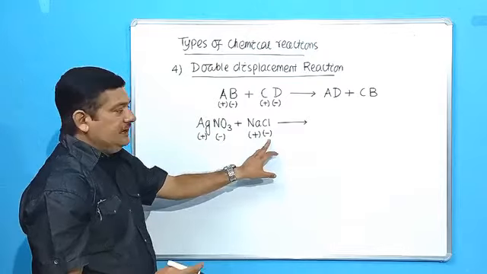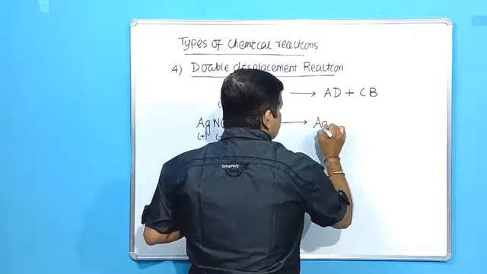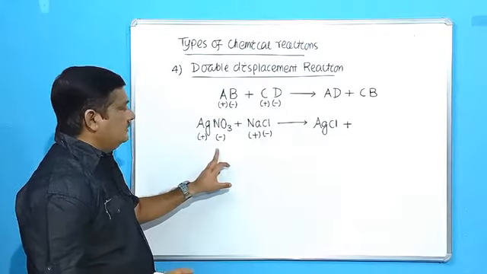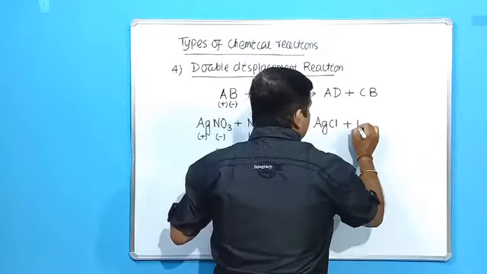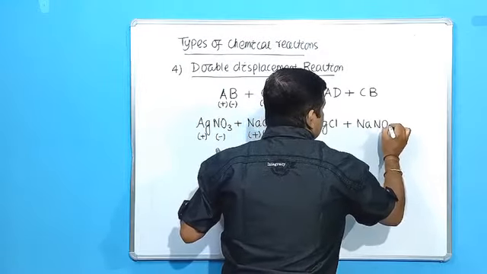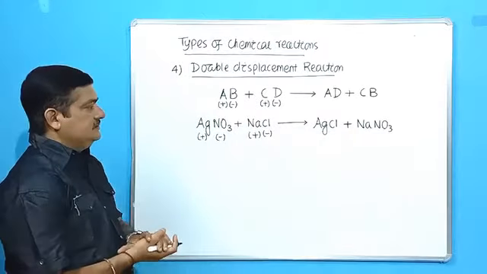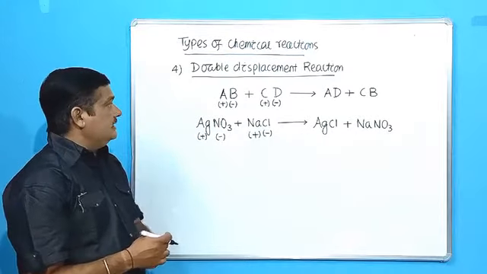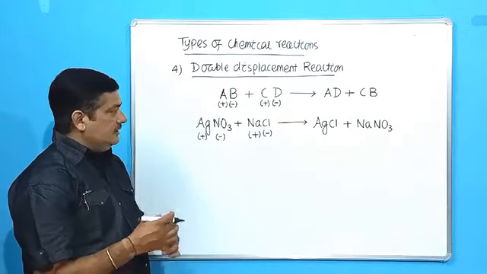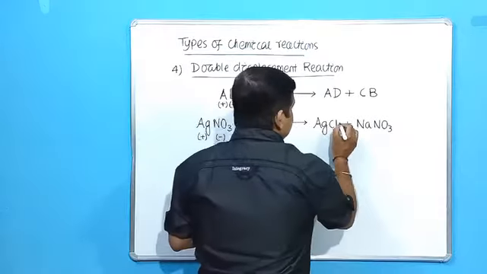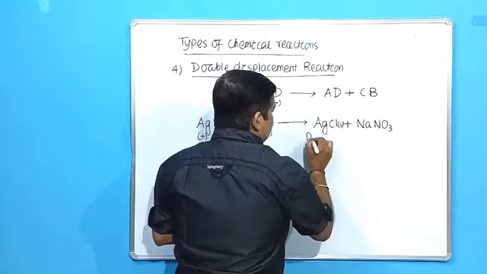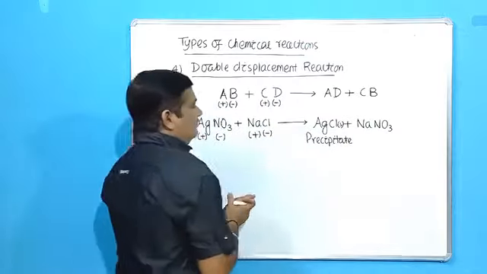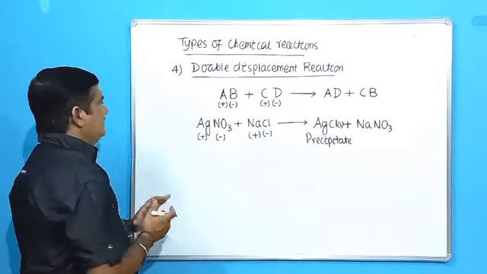So Ag will combine with Cl. So AgCl plus, what will remain? Na, the positive part, will combine with NO3. So sodium nitrate. So this is called a double displacement reaction. Both the cations and anions interchange their position, hence it is called a double displacement reaction. Normally during this reaction, a precipitate is formed. A precipitate, that means a solid substance, is formed. Okay, so this is called a double displacement reaction.